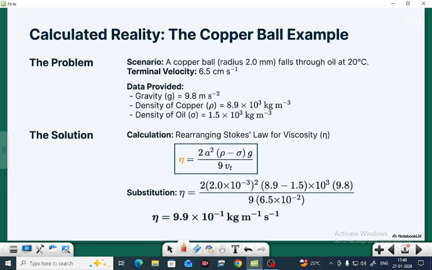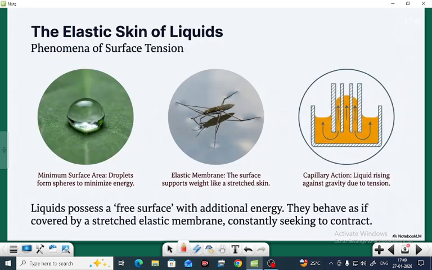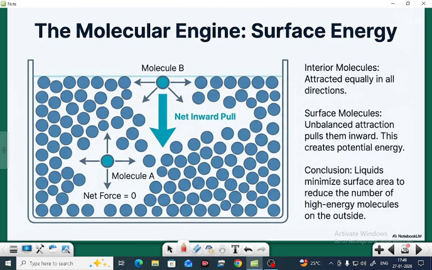The elastic skin of liquids: the phenomenon of surface tension. Minimum surface area: droplets form spheres to minimize energy. Elastic membrane: the surface supports weight like a stretched skin. Capillary action: liquid rises against gravity due to tension. Liquids possess a free surface with additional energy. They behave as if covered by a stretched elastic membrane, constantly seeking to contract.